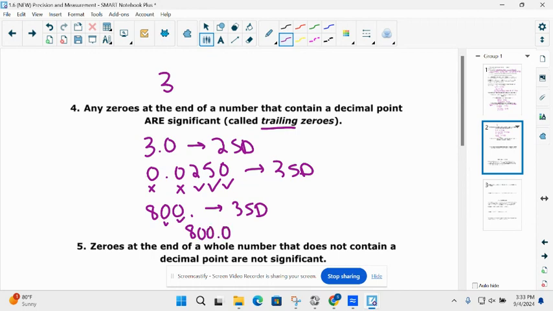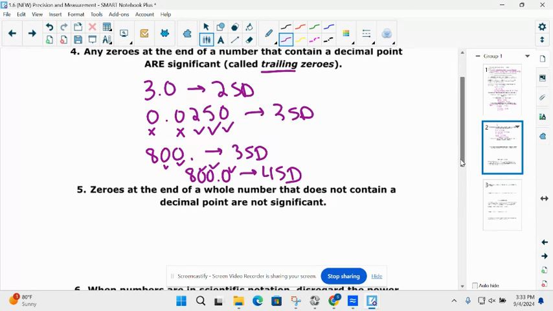If you have 800.0, that means I'm rounding to the nearest tenth. So that would have 4 significant digits because this zero would count because it comes after the decimal point. These are all trailing zeros, since there's a decimal point and they come after the 8.